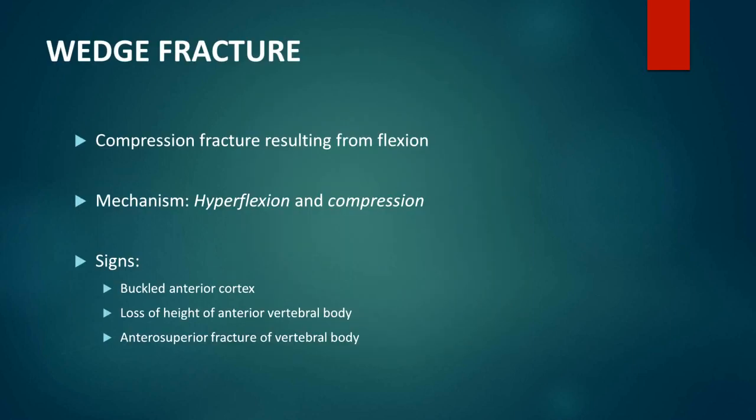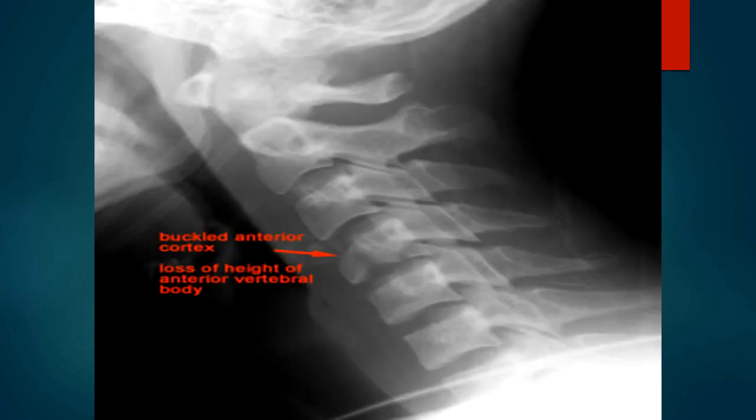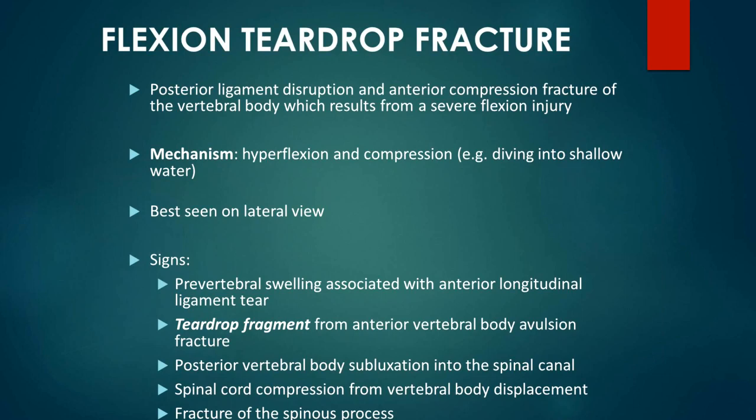Wedge fracture, this is a compression fracture resulting from hyperflexion with some associated compression. Usually they have a buckled anterior cortex with loss of height of the anterior vertebral body. Again, here you can see the buckled anterior cortex and the loss of vertebral height compared to the others. Not much to do with these either. It's just neurosurgical evaluation and monitoring.